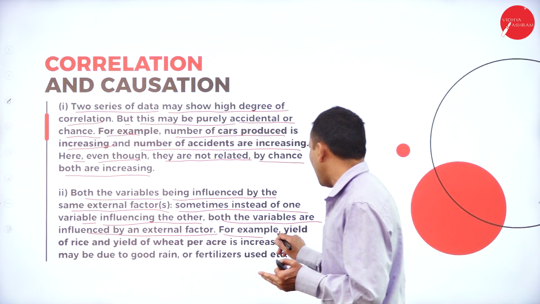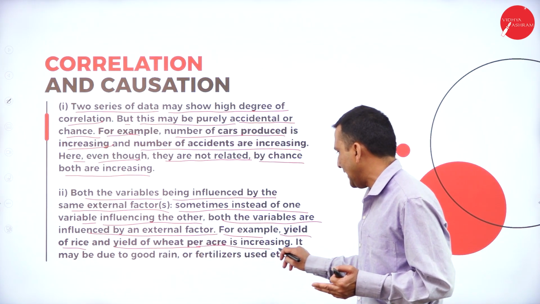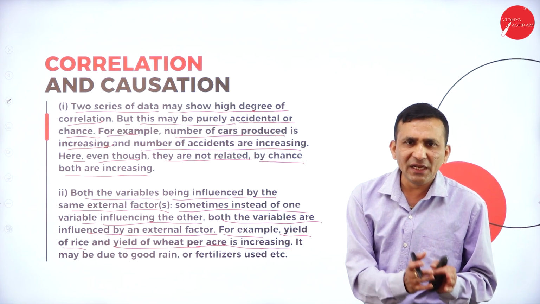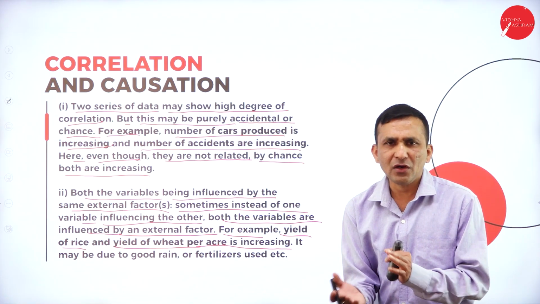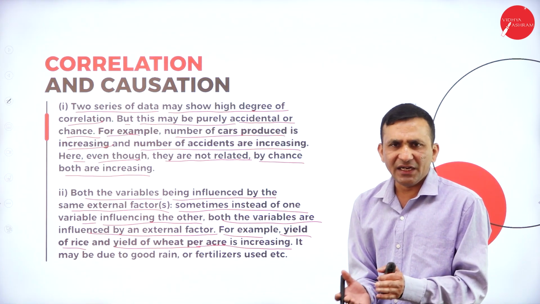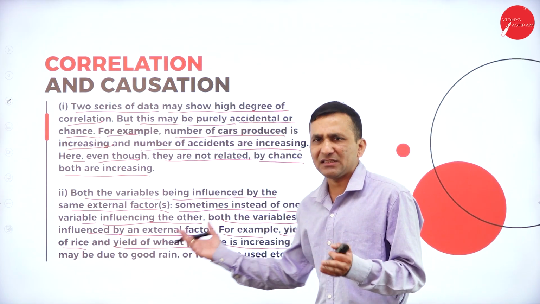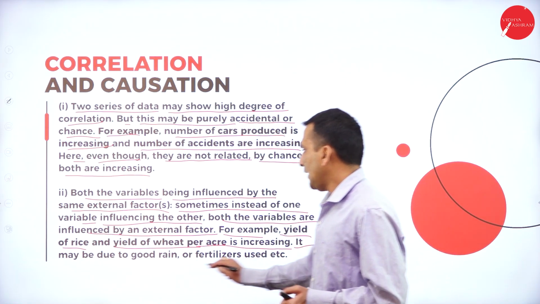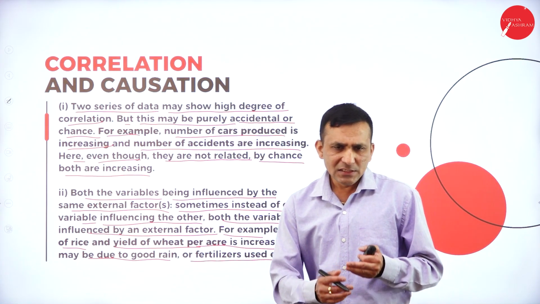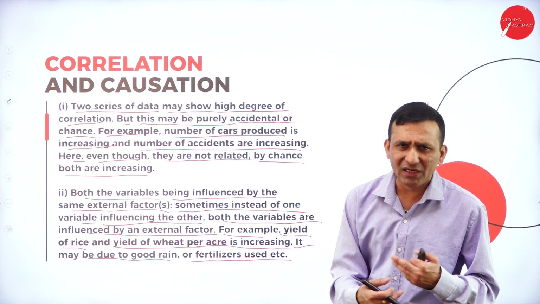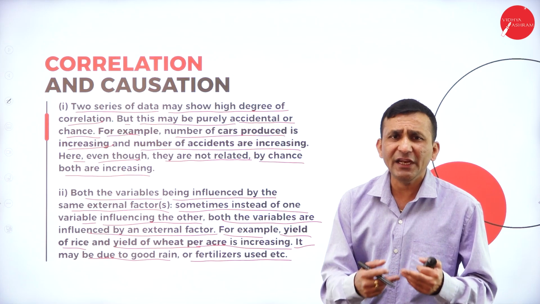For example, yield of rice and yield of wheat per acre are increasing, because of too many crops related to wheat, rice or any vegetable, because of weather conditions. Of course you can expect the production, the crop, that you are expecting. It may be due to good rain or fertilizers used. If you start going for modern organic methods, you can find out your yield.